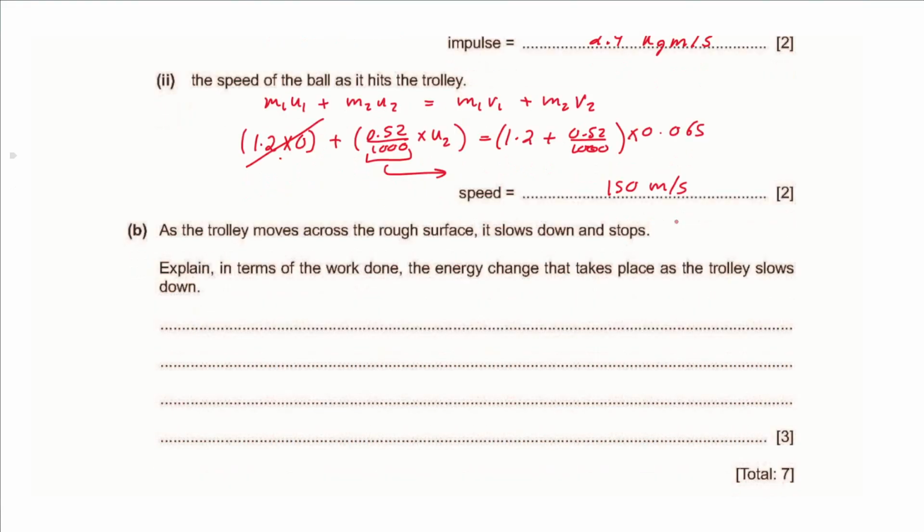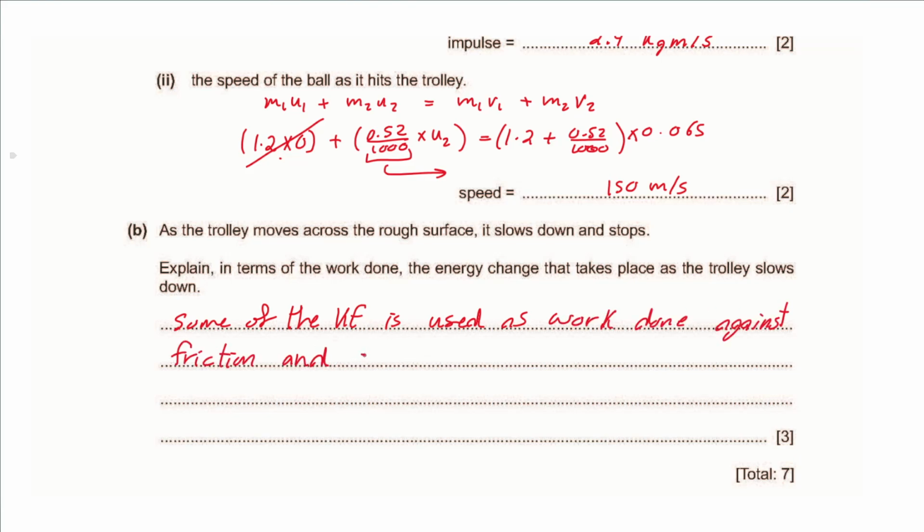Part B says as the trolley moves across the rough surface, it slows down and stops. Explain, in terms of the work done, the energy change that takes place as the trolley slows down. So we say that some of the kinetic energy is used as work done against friction and converted to heat energy, or thermal or internal energy.